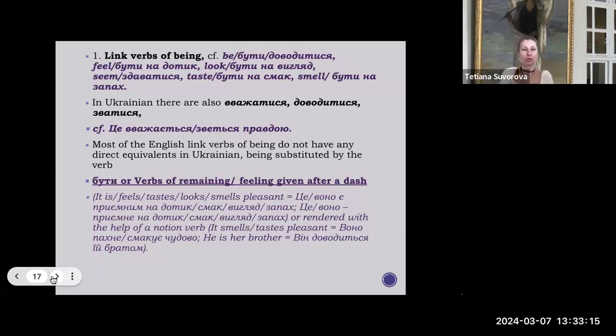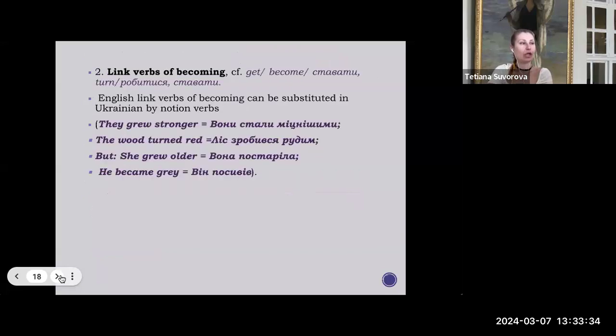And that is why it's important to know grammar and its nuances in detail. By comparing two languages, you should know what to do once you come across such specific features of one language existing in the other. Okay, so then link verbs of becoming: to get, to become, ставати, to turn, робитися, ставати in Ukrainian.